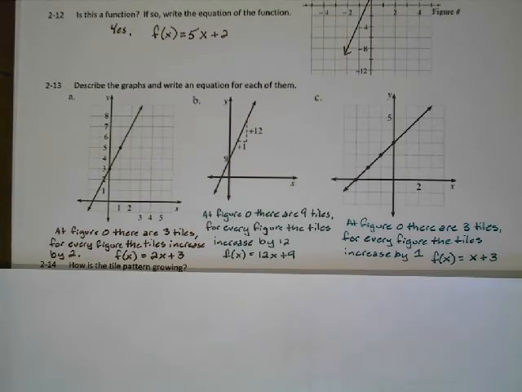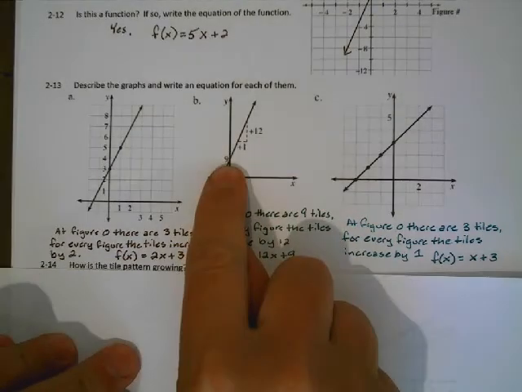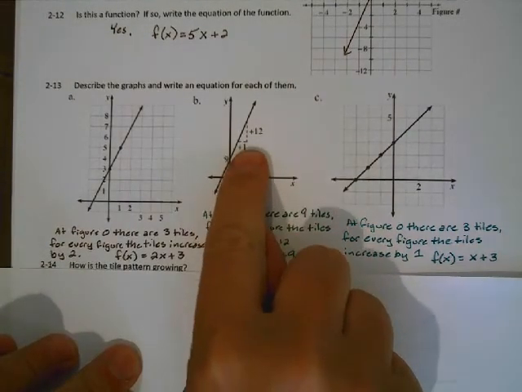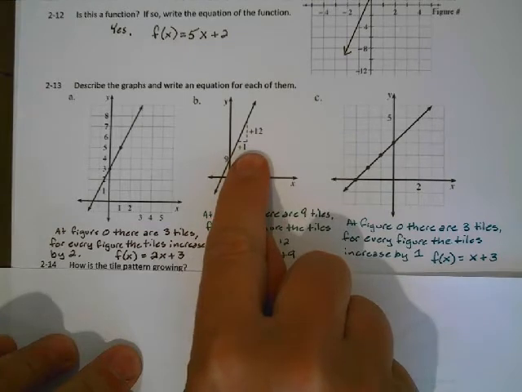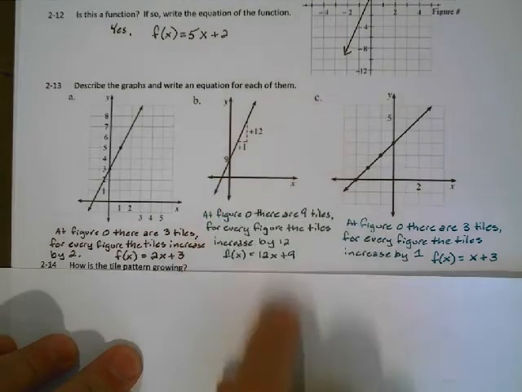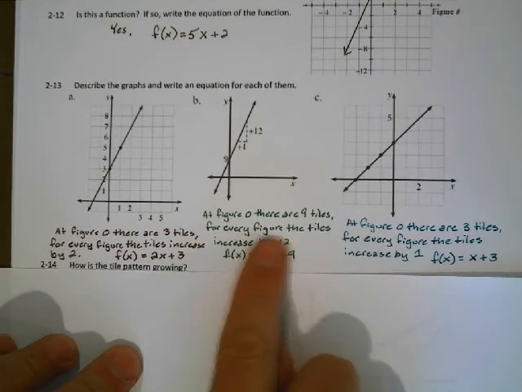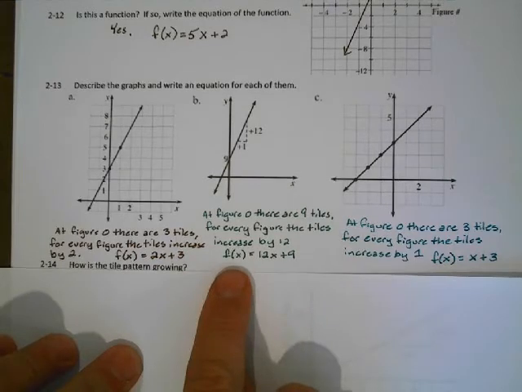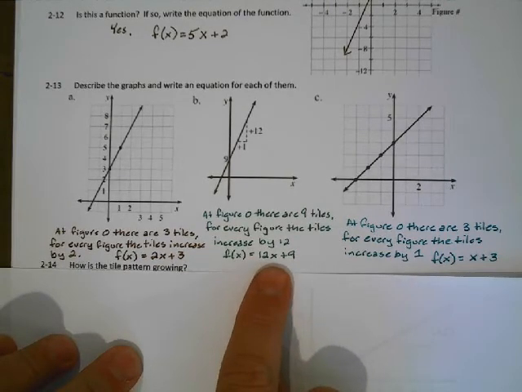All right, so here's my answers. On the first one, it looks like we were starting at 9. So at figure 0, there are 9 tiles. And then over here it says, okay, we're going over 1, so we're increasing by 1. And it looks like the tiles are increasing by 12. So for every figure, the tiles are increasing by 12. So my function would be f of x equals 12x plus 9.